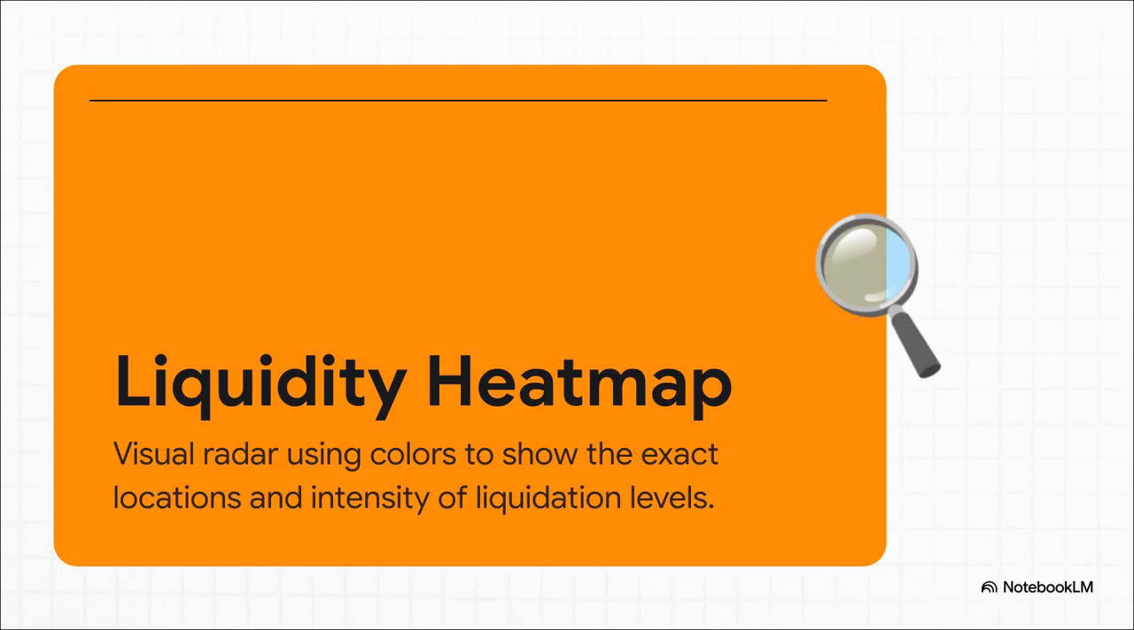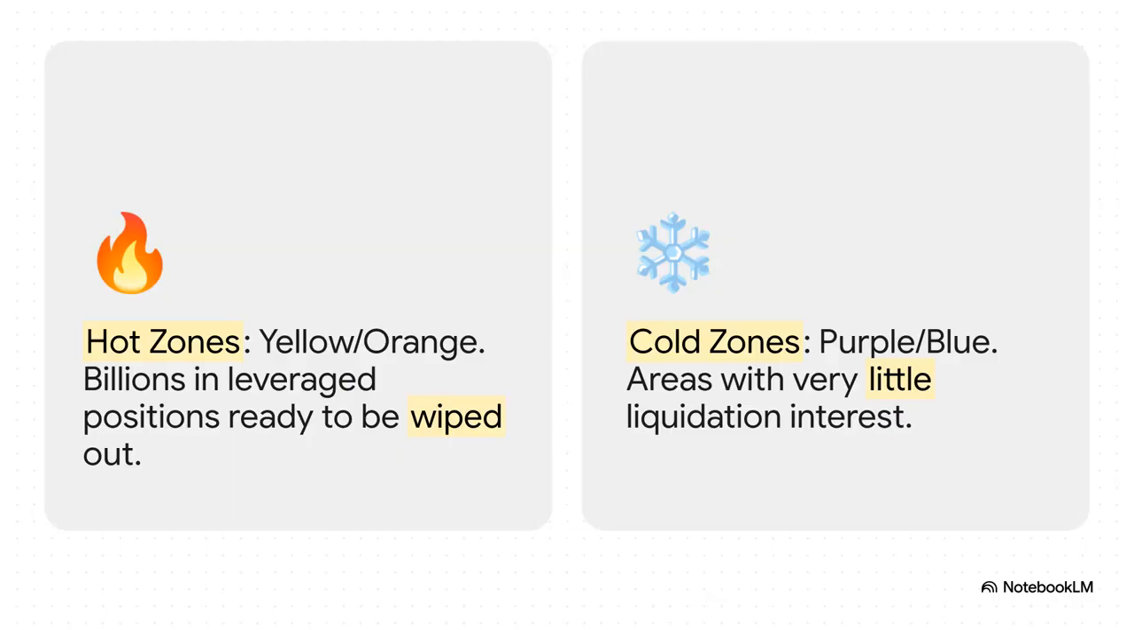It is the ultimate tool to see exactly where the market's money is hiding at any given second. Notice the stark contrast we have here. Hot zones, those glowing yellow and orange areas, are your massive liquidity pools. That's where billions in leverage positions are sitting totally exposed, highly vulnerable, ready to get wiped out. Cold zones, fading into purple and blue, mean there's barely any money there.